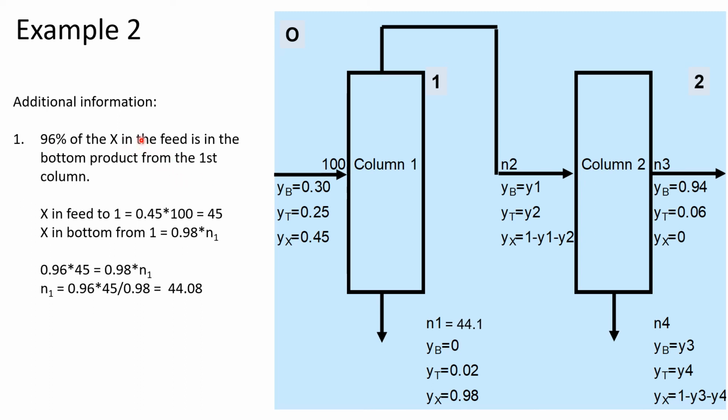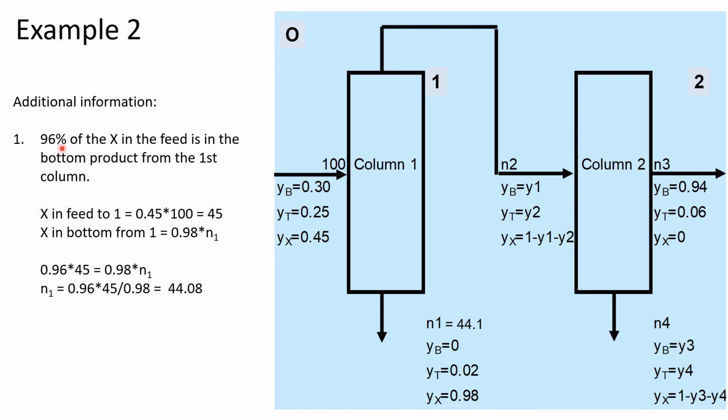Well, how much xylene is in the feed? The amount of xylene in the feed is 0.45 times 100: composition times the flow rate. So the xylene that feeds the first column is 0.45 times 100, which is 45. The xylene in the bottom product is going to be the fraction of that bottom product which is xylene, that's 0.98, times the flow rate of that product, N1.